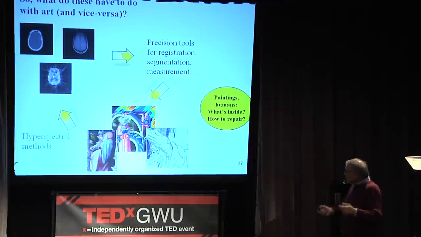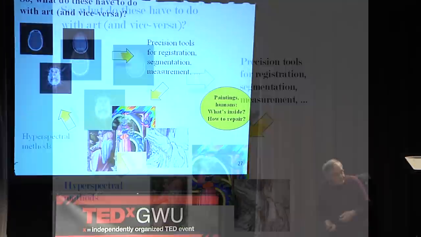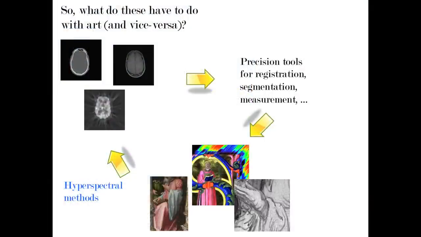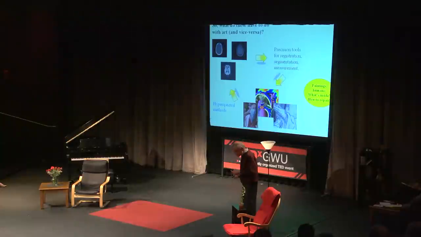So the question is, what do these have to do with art? Well, we have learned from medical imaging how to do very precise registration. Because if you're doing neurosurgery, a millimeter is important. And so we would like to be sure that the accuracy that we can obtain in medical imaging, it would be nice if we could apply those same techniques in art. And we've shown that we can.